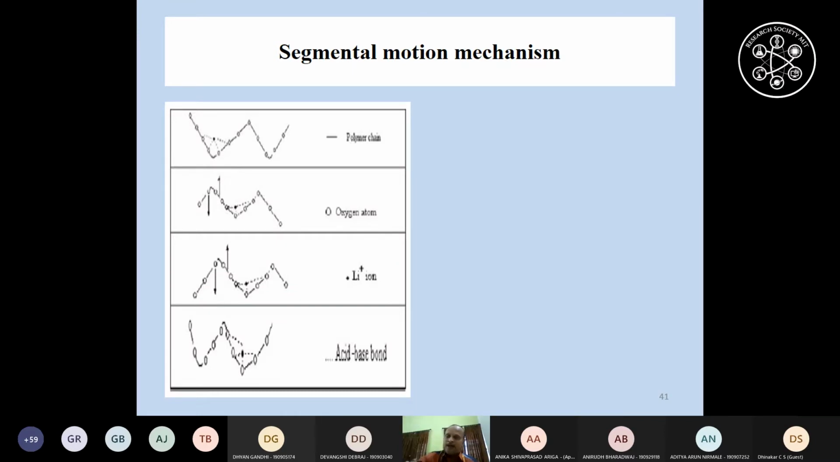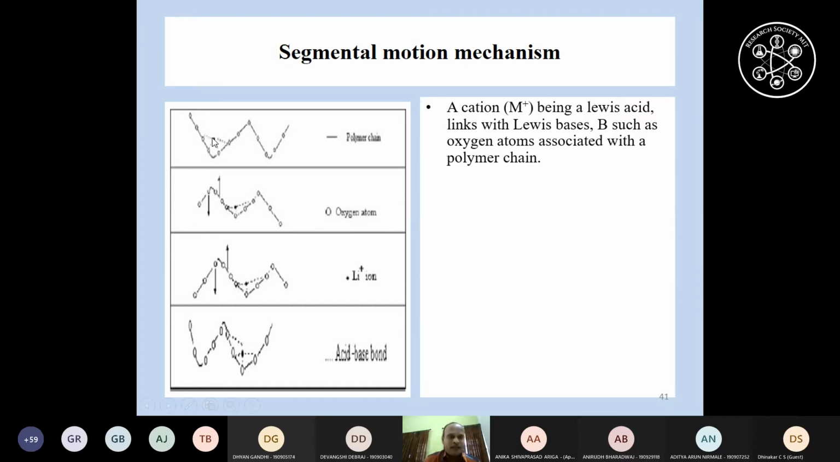Once you add a lithium salt and the conductivity is enhanced, you have to give the scientific proof, right? Without scientific proof, your manuscript won't be accepted. So I have explained the segmental motion mechanism. In the polymer chain, the lithium ion comes, deposits, and is transferred from one chain to another, like a Lewis acid and a Lewis base.